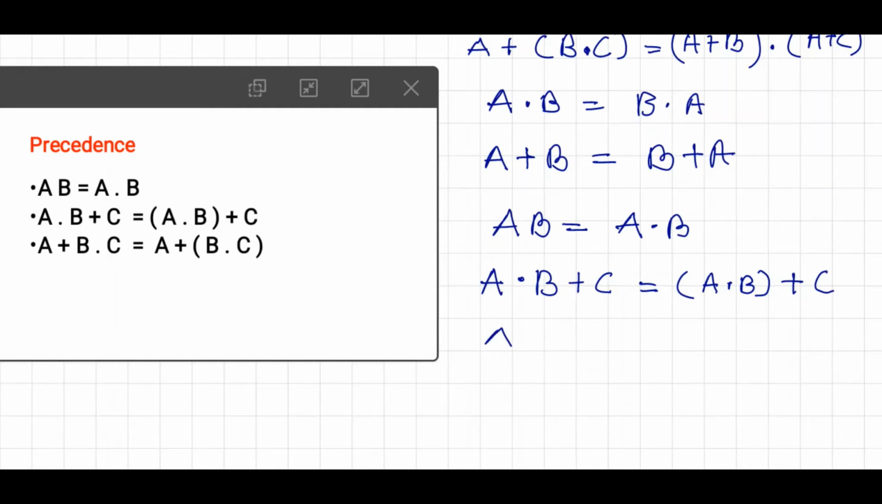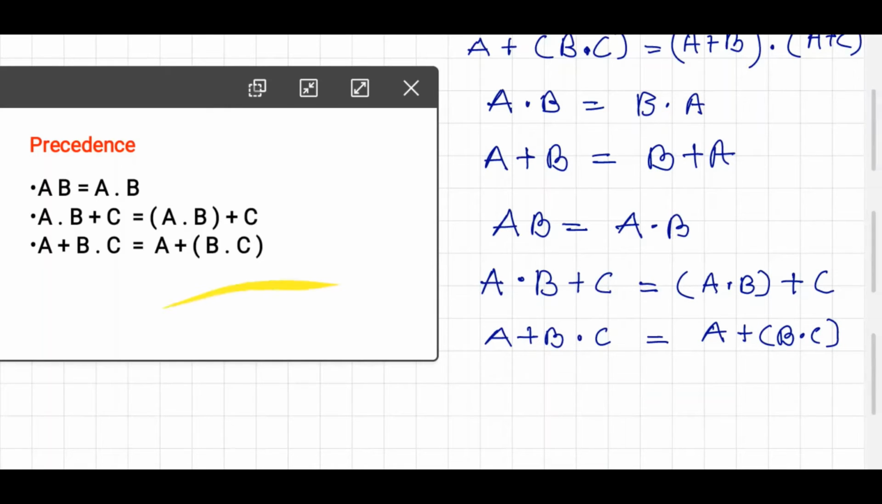Similarly, suppose we have A plus B dot C. Remember that multiplication or ANDing operation has high precedence. So in this case, B dot C will be executed first and later on it is ORed with A, but the results are the same. So this is called a precedence operation.